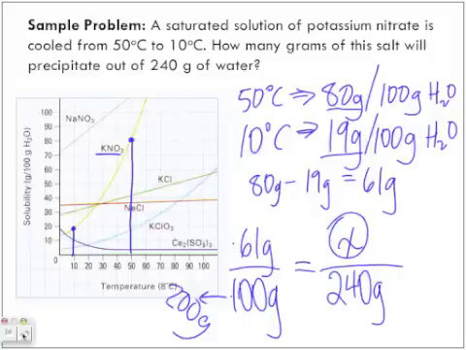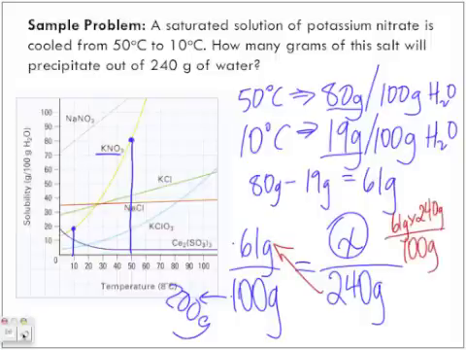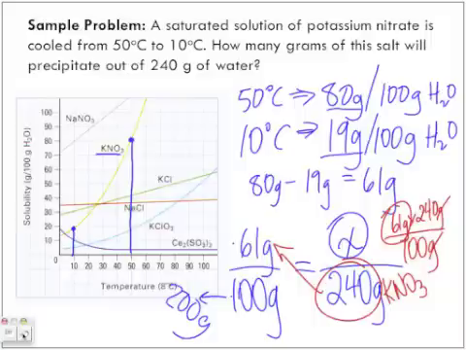We isolate for x, which means I'm going to bring this 240 over. So I get 61 grams times 240 grams divided by 100 grams. The grams of water divide out, and I'm left with grams of solute. The mass of potassium nitrate that is going to precipitate out of 240 grams of water is 146.4 grams of potassium nitrate.